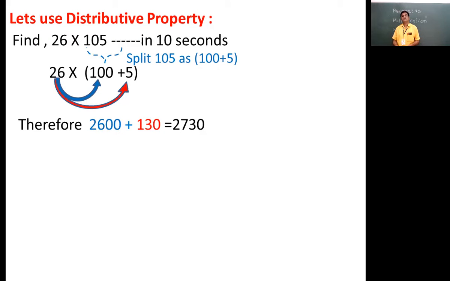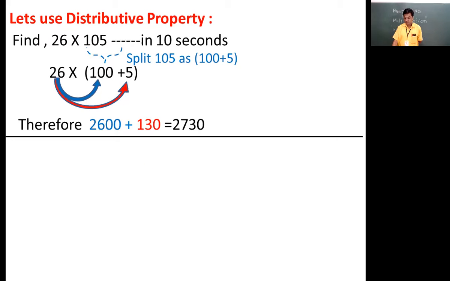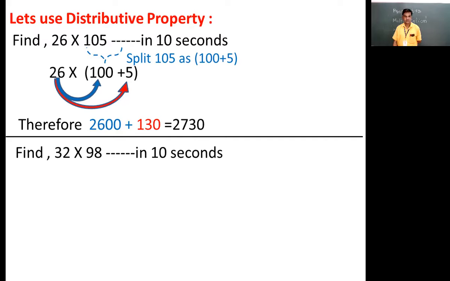Initially, you find this property a little bit difficult. When you are going to make a practice of this, you'll find that this property is very much easy. Let us do some practice with one more example. We are going to multiply 32 with 98. And you have to give the answer in 10 seconds. But with the regular method, it will take much time.